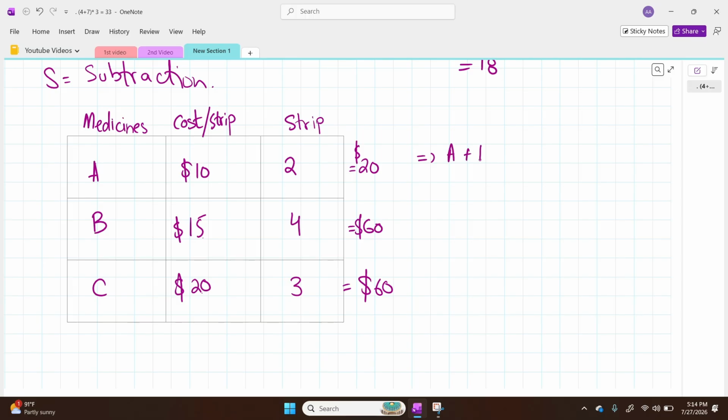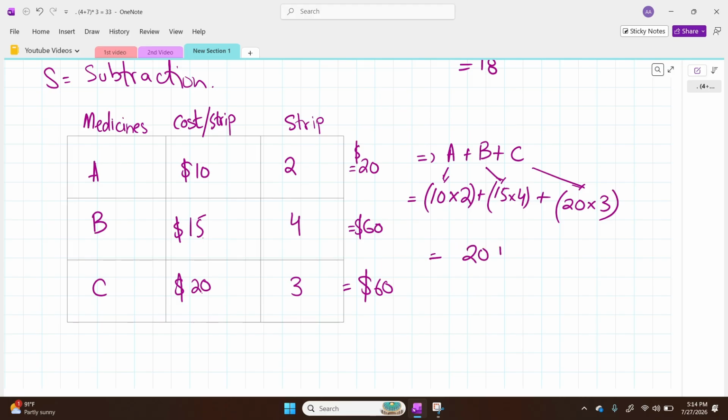Now if I apply the BODMAS rule on it, medicine A cost plus medicine B cost plus medicine C cost. So it will be like this: 10 multiplied by 2 for medicine A, plus 15 multiplied by 4 for medicine B, plus 20 multiplied by 3 for medicine C. So it will be 20 plus 60 plus 60. So it is $140 total cost.